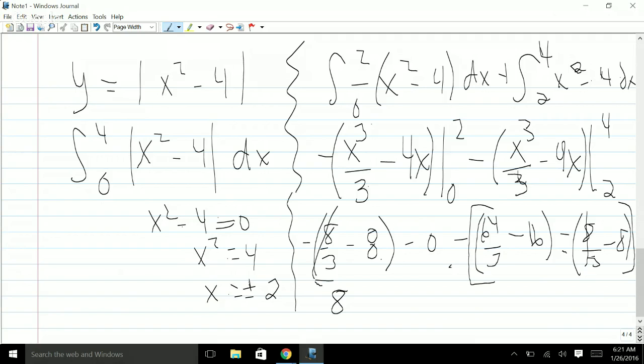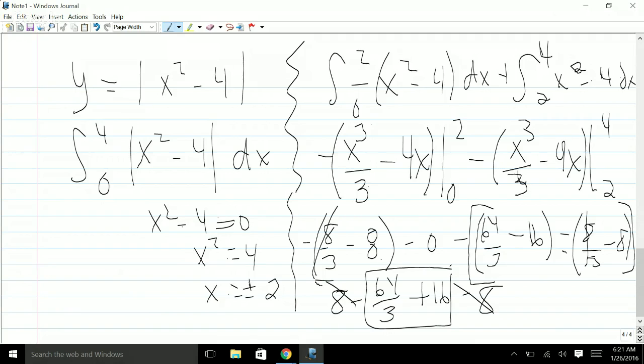And then we get minus 64 over 3 plus 16 and minus 8. Yeah, so they do cancel out. And what you end up with is that right there. All right. Hopefully you're following along nicely. I'll give you about 5 seconds.